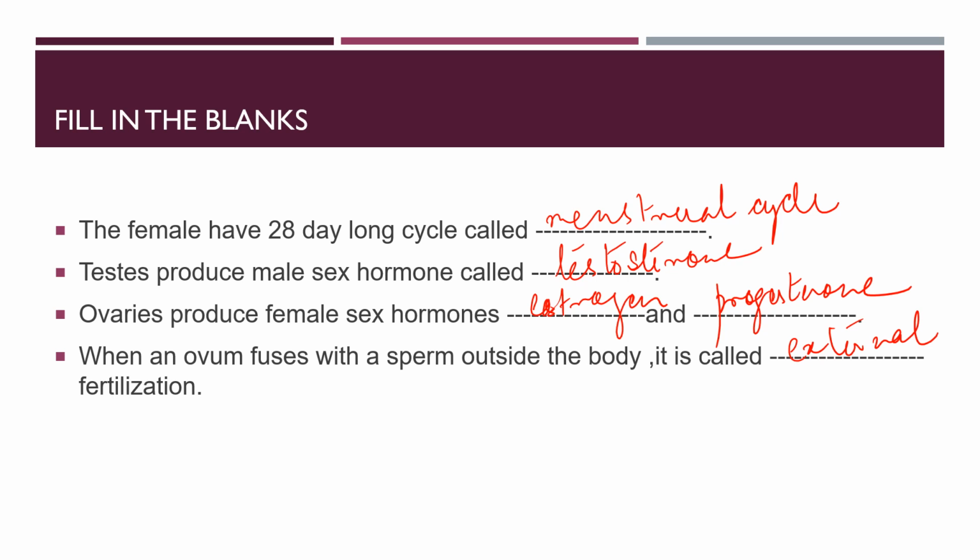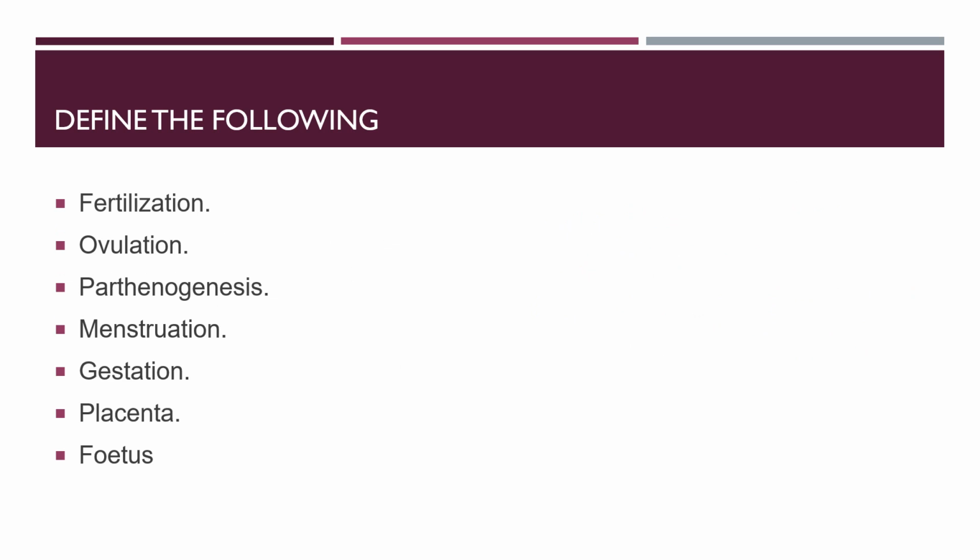So let us see what other questions we can have for this lesson. Now this is another pattern you can get for your exams, like define the following. If you are copying down in a notebook, you can write it down here as define the following. You can define fertilization, ovulation, parthenogenesis. I have already discussed these while discussing the lesson, so go through those videos and please do a revision of all this.